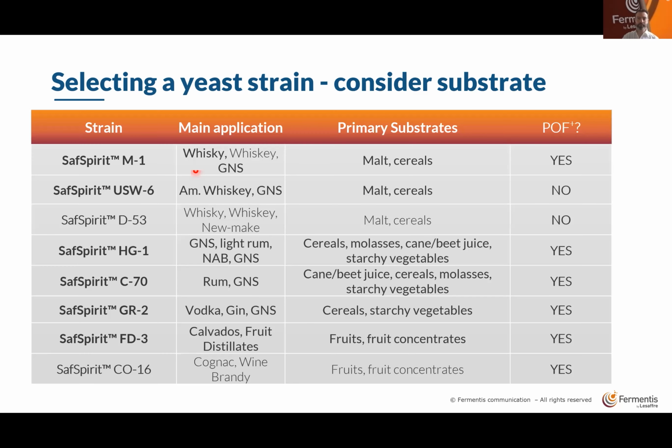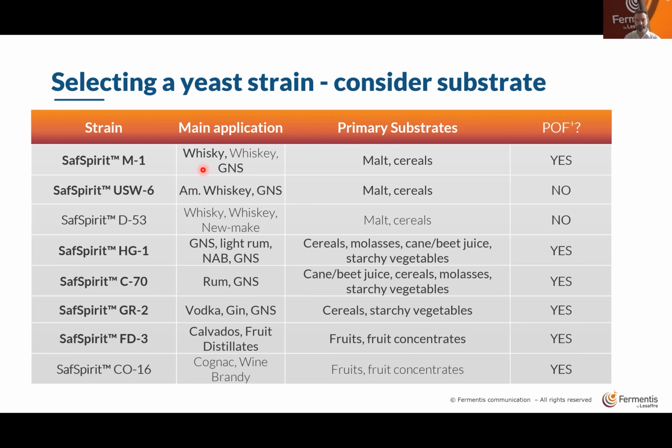So if I want to select a yeast according to the substrate, I can use this table. Here you have the strains of Fermentis, which we call SafSpirit, and then you have the strain name, so here M1, US, W6, etc. And you have here the main application, so whiskey.